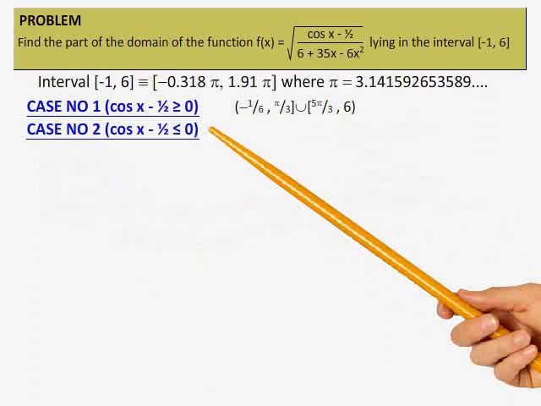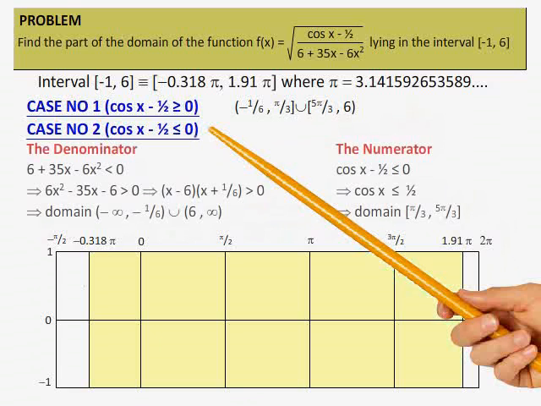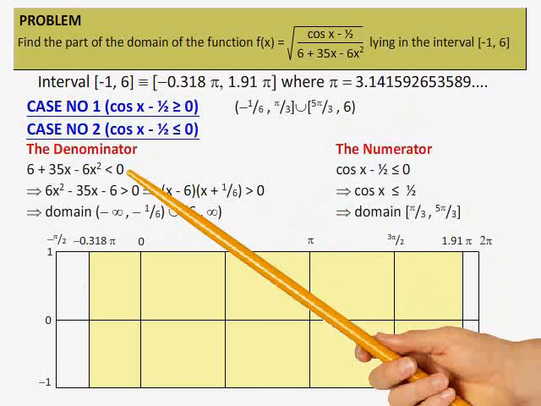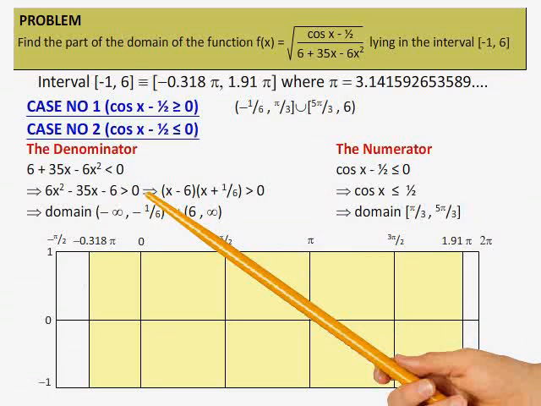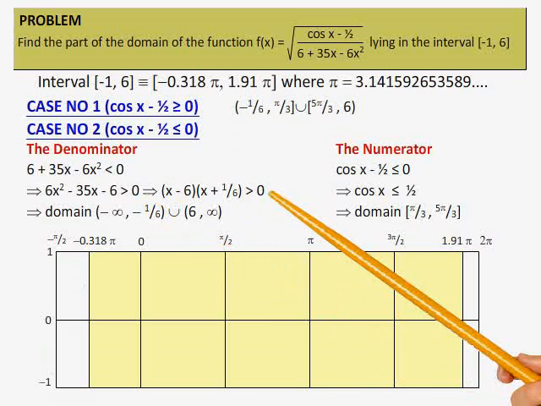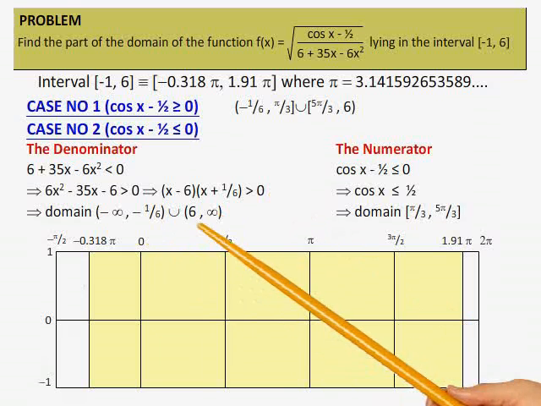Case 2. Cos x minus half is less or equal to 0. In that case, the denominator should be less than 0. This means 6x squared minus 35x minus 6 is greater than 0. Similarly, after factorization, it becomes (x minus 6)(x plus 1/6) is greater than 0. Or in other words, x must lie in this set.